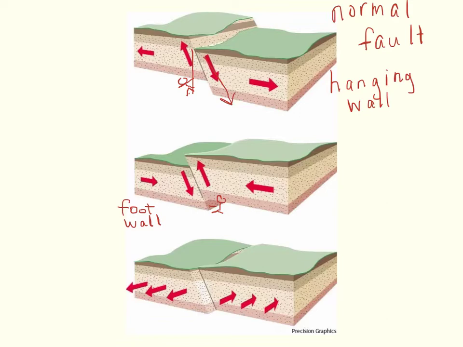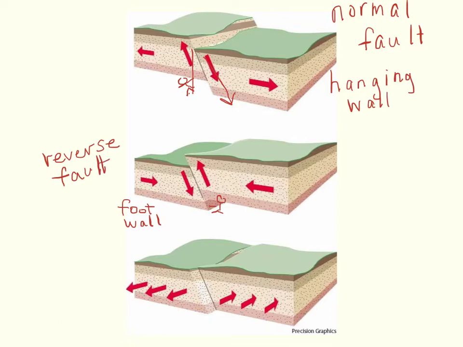So when it's not the hanging wall slipping down, but it's the foot wall going down, it's called a reverse fault. It's pretty much the exact opposite of what a normal fault is.